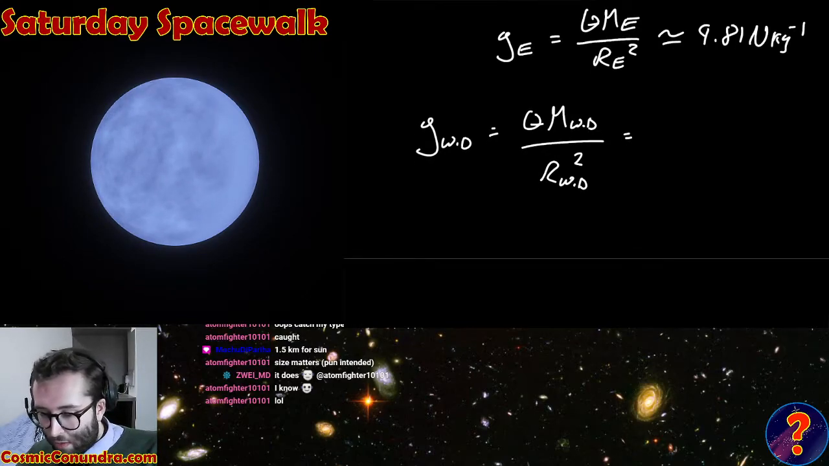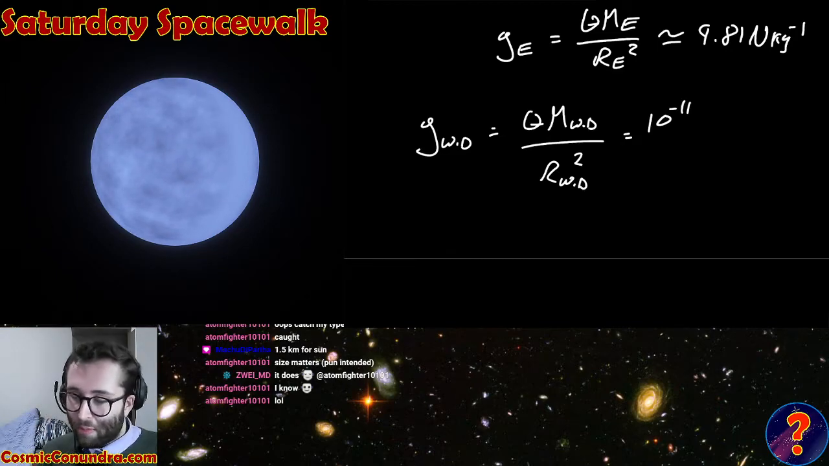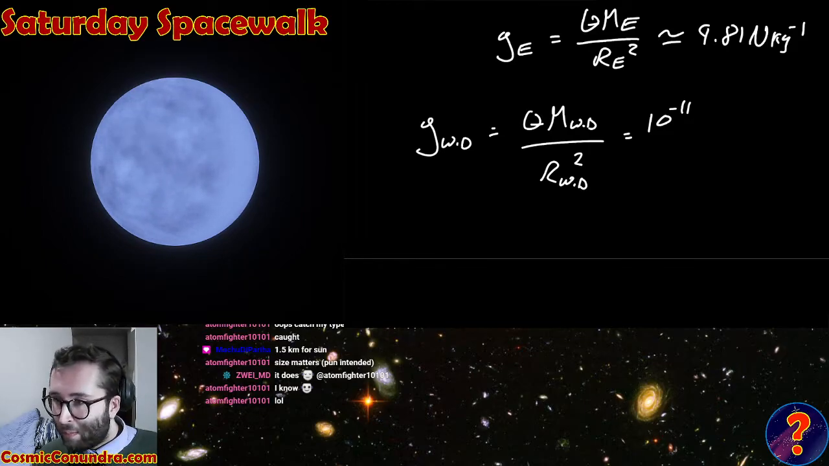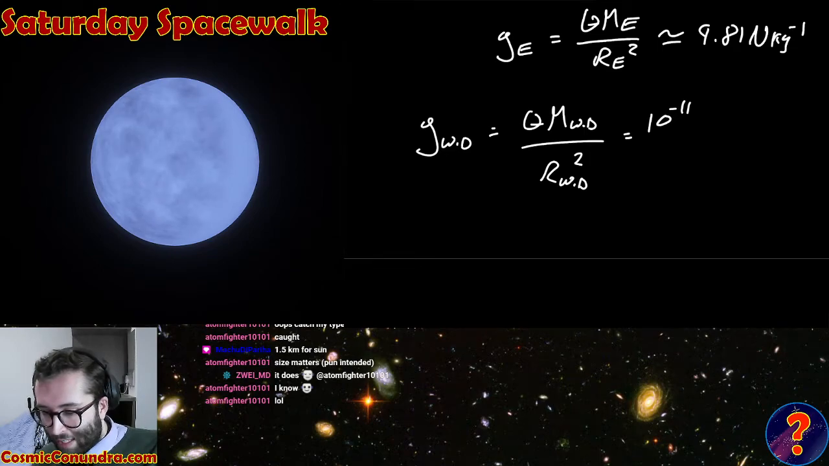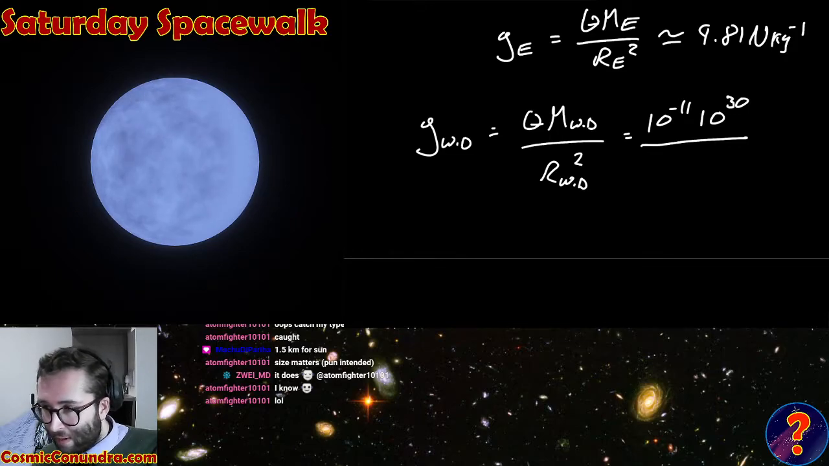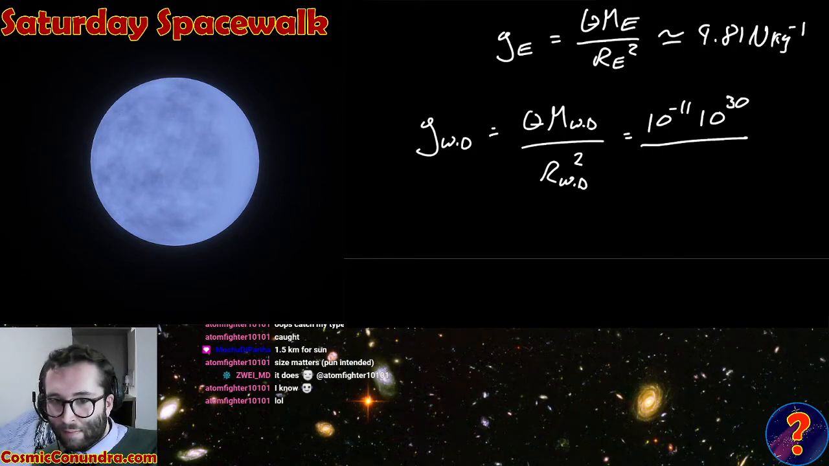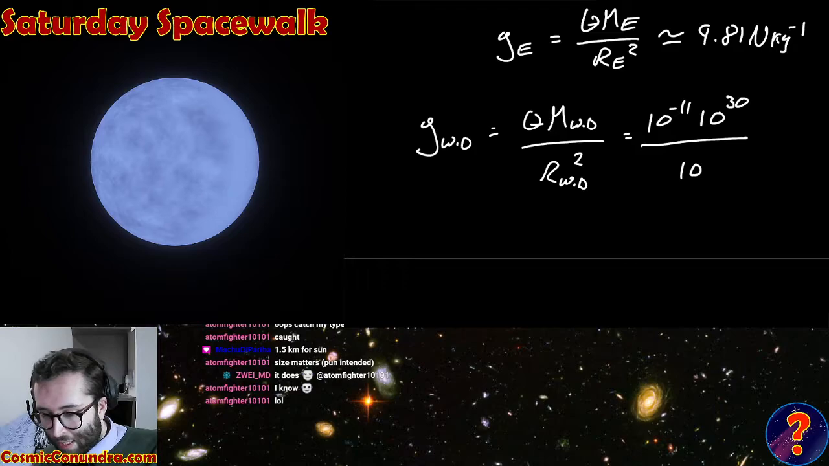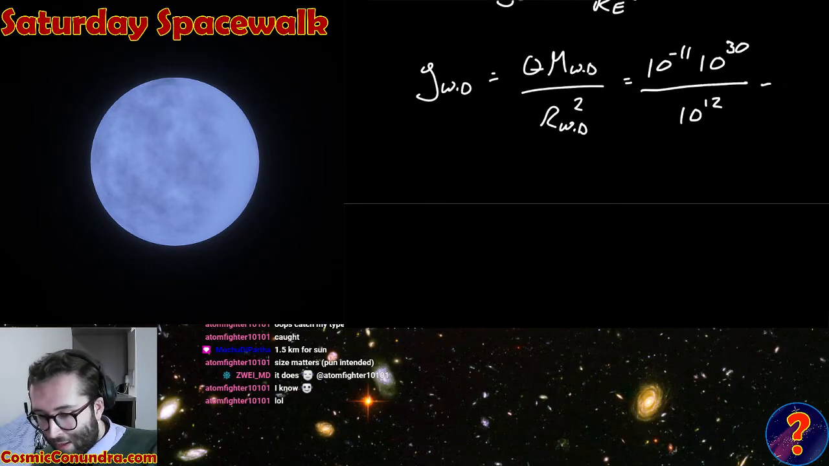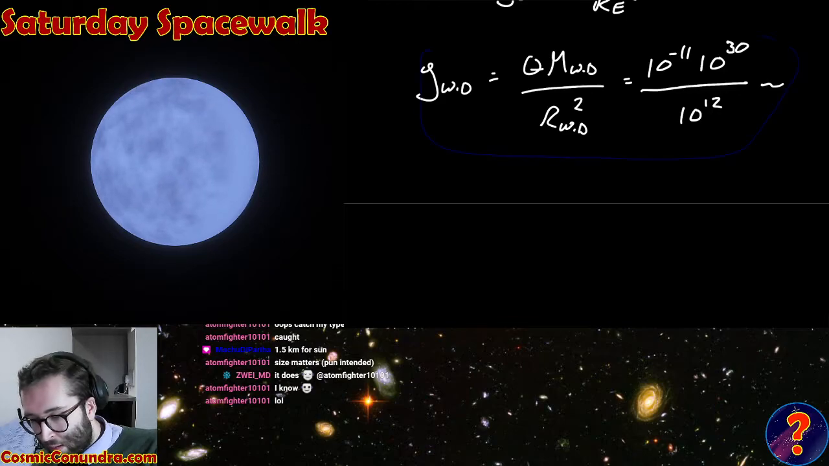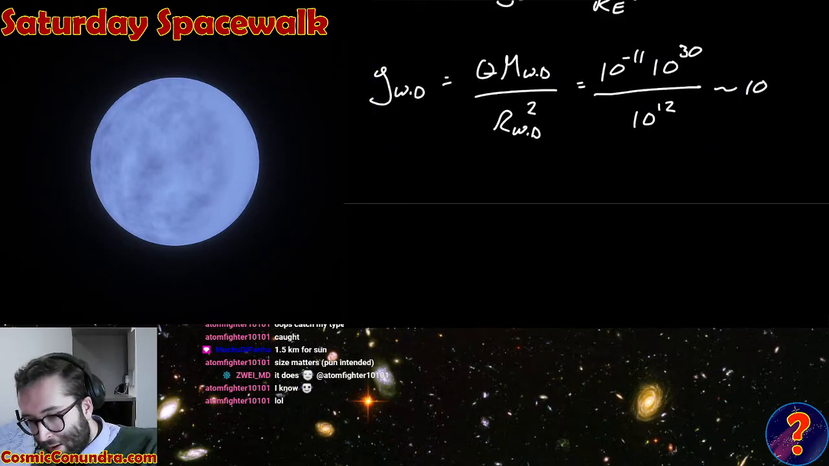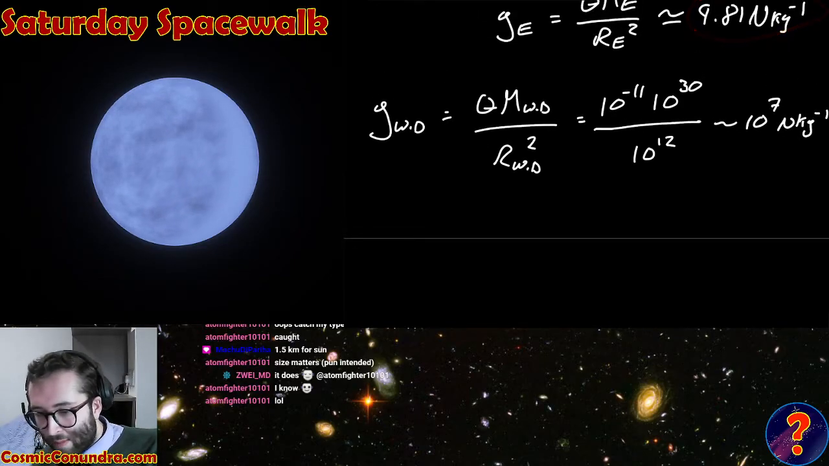Well, on the surface of a white dwarf, you've got about 10 to the minus 11 from big G. The mass of a white dwarf, remember our rule of thumb was it's something like the mass of a sun put in the radius of the Earth. So that's about 10 to the 30 for the mass of the sun, and the radius of the Earth, what was it again? About 6,000 kilometers, so I'll just say 10 to the 6 meters. So that's divided by a 10 to the 12 there. So that gives you about 10 to the 7 newtons per kilogram. So this is about 10 newtons per kilogram on Earth, and 10 to the 7 here.